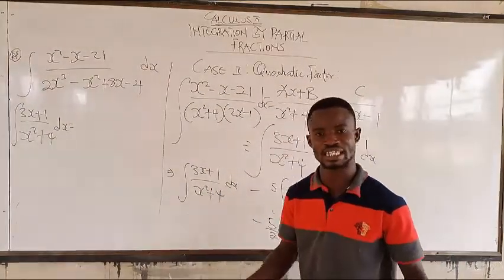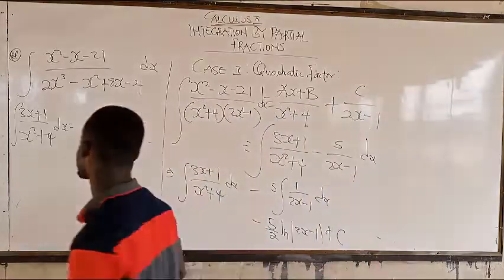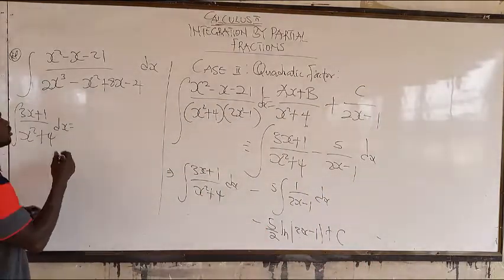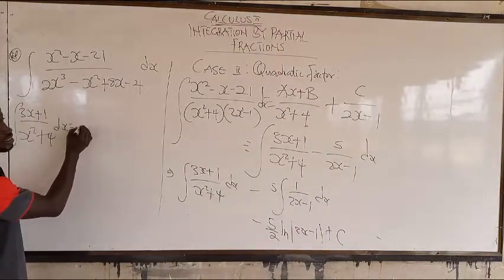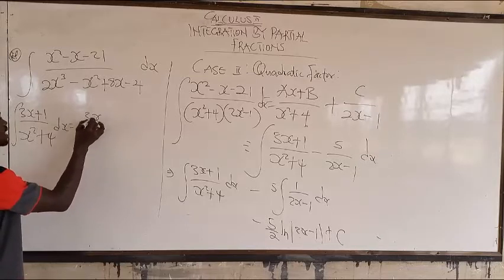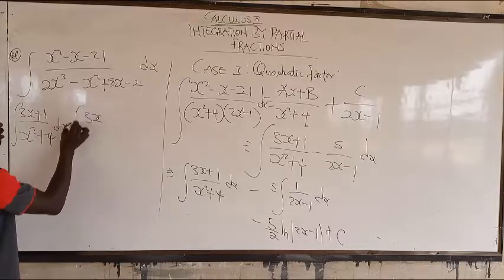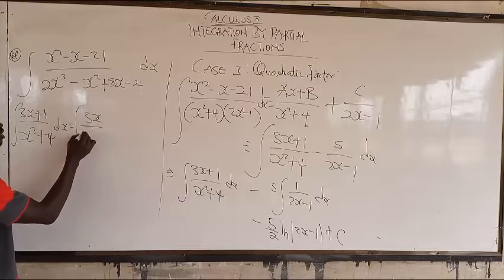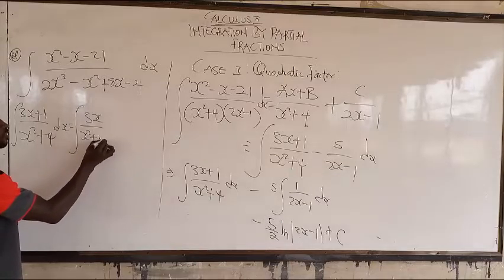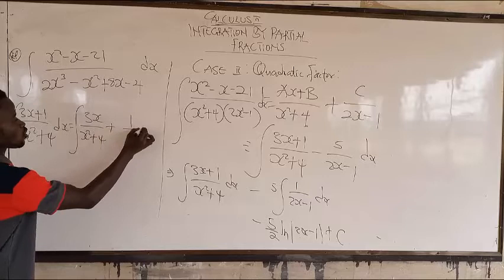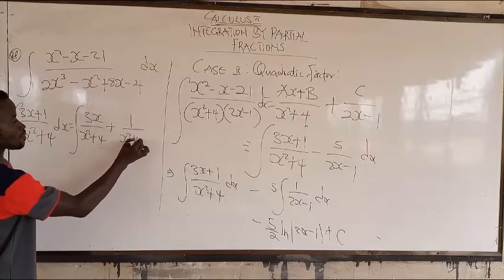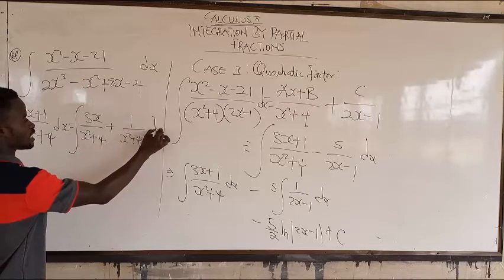And how do we split it? It's just simple. This is the same as 3x over x squared plus 4 plus 1 over x squared plus 4 dx.